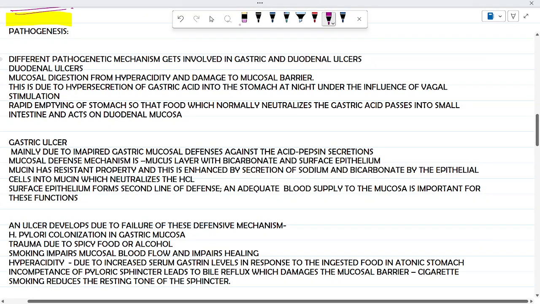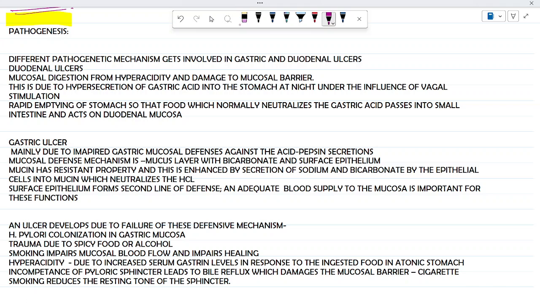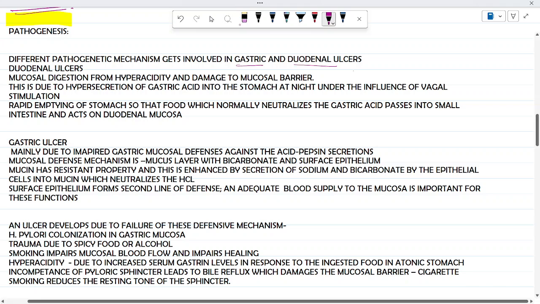Pathogenesis: there are different mechanisms involved in the development of either the gastric or the duodenal ulcer. If we talk about the duodenal ulcer, what happens is the mucosal digestion occurs because of hyperacidity and damage to the mucosal barrier. So these are the two keywords that lead to the development of a duodenal ulcer.